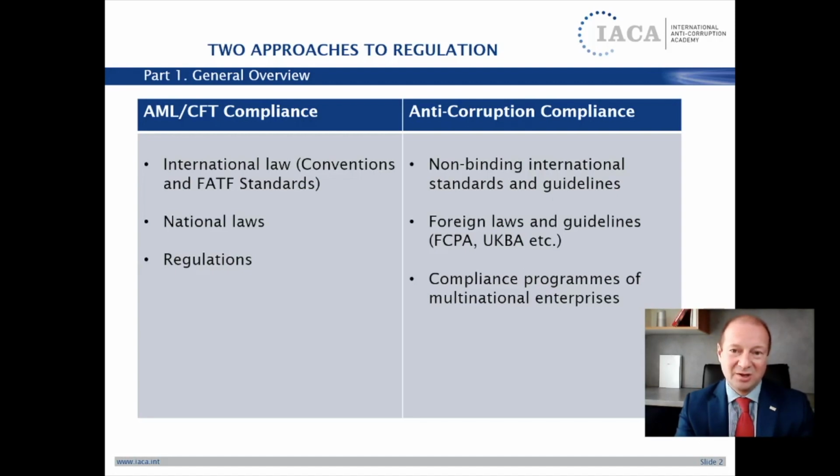Obvious question arises: how should companies design and implement anti-corruption compliance programs? Which sources of information, which sources of law they should use? Many of them use non-binding international standards and guidelines. Many of them also consider foreign laws that have extraterritorial reach, such as the FCPA or the UK Bribery Act. Medium-sized and small enterprises also take into consideration compliance programs of multinational enterprises, their business partners.